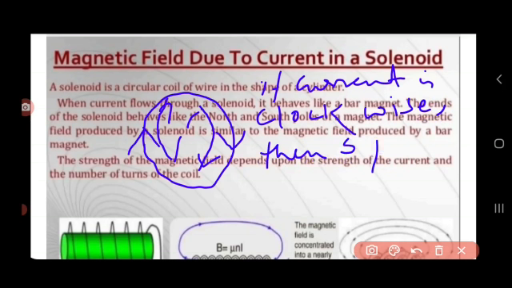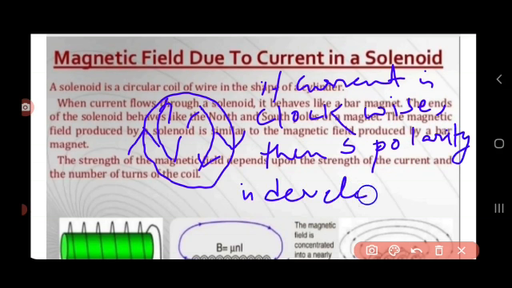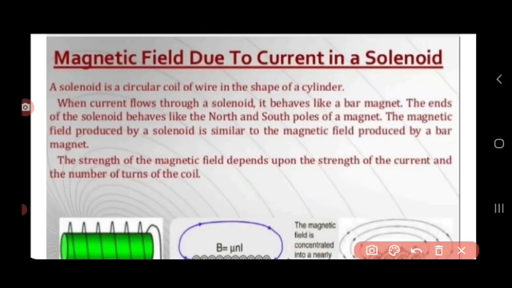Now we deal with the solenoid. What is a solenoid? A solenoid is a circular coil of wire in the shape of a cylinder. You see, a circular coil in the shape of a cylinder. Obviously, it is connected with the battery, and the system is considered as a solenoid.